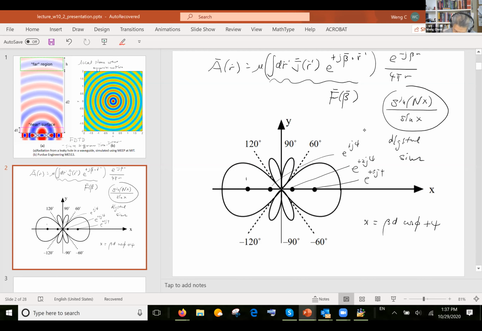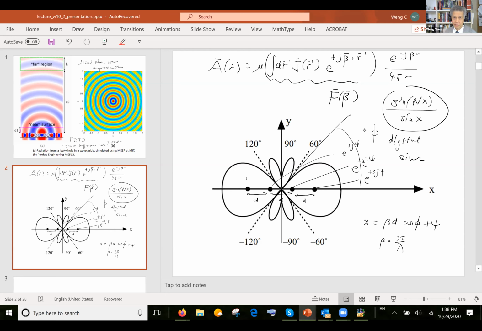Okay, phi is this angle. Phi is this angle in the cylindrical coordinate system. We are assuming that the observation point is in the xy plane, and then beta is 2 pi over lambda. And then d is the spacing between the array elements. Okay, this is d, and this is d.